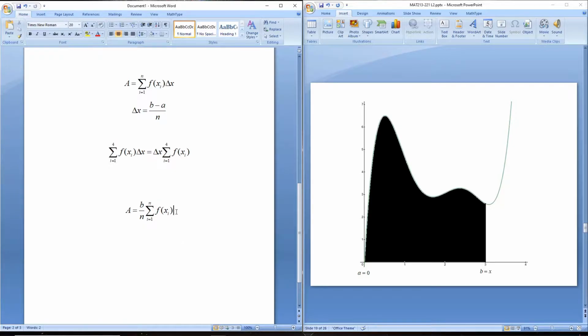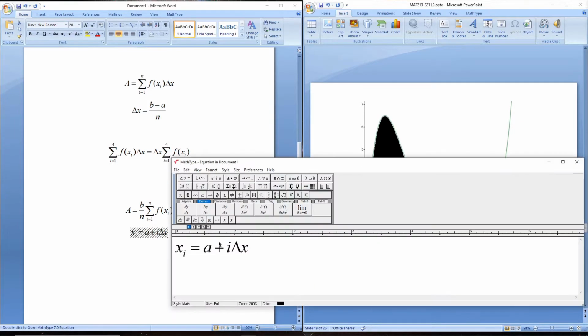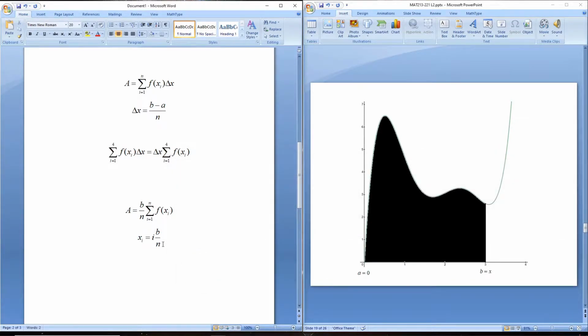Now also recall that we do have to choose what type of rectangles we're going to squeeze in here. It turns out it's slightly simpler to choose left rectangles. So I'm going to choose the expression for left rectangles for our x sub i positions. a is 0 for these problems, so we'll get rid of that, and delta x is b over n. So here's our expression for where all the rectangles are located.